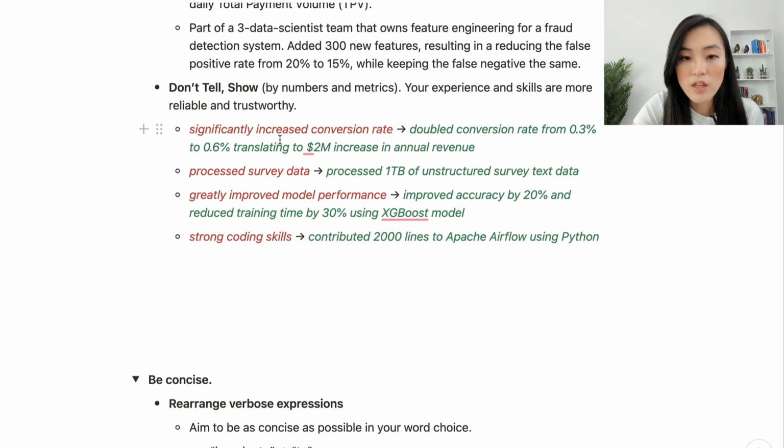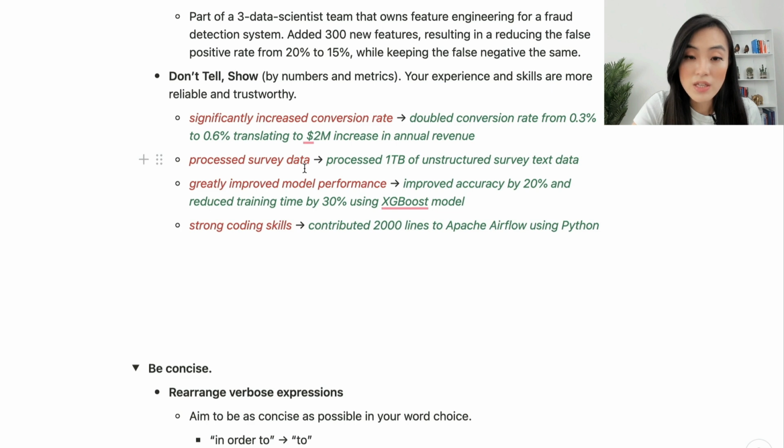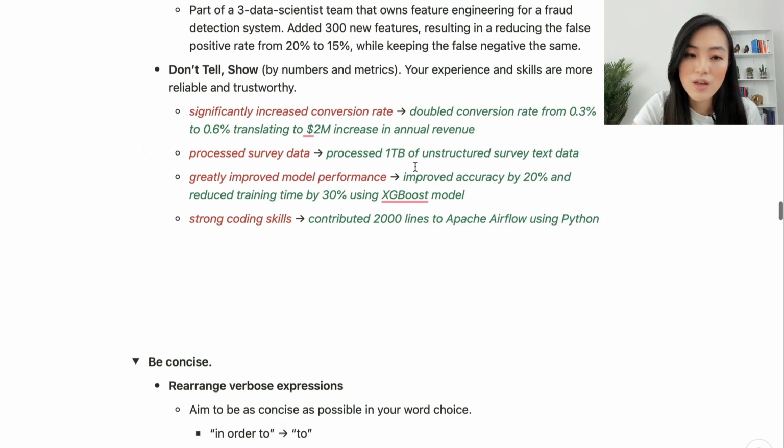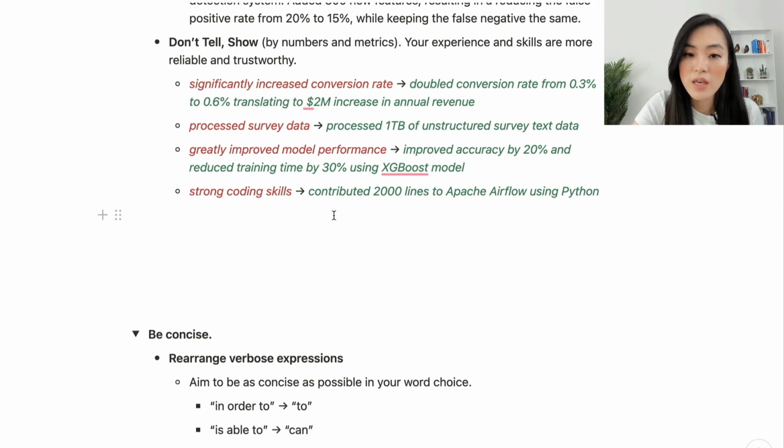Instead of saying significantly increased conversion rate, what we can do is say doubled conversion rate from 0.3% to 0.6%, translating to $2 million increase in annual revenue. Another example is process survey data, which can become process 1 TB of unstructured survey text data. Greatly improved model performance can be more specific as well. We can say improved accuracy by 20% and reduced training time by 30% using XGBoost model. Strong coding skills can be better. It can be contributed 2,000 lines to Apache Airflow using Python.